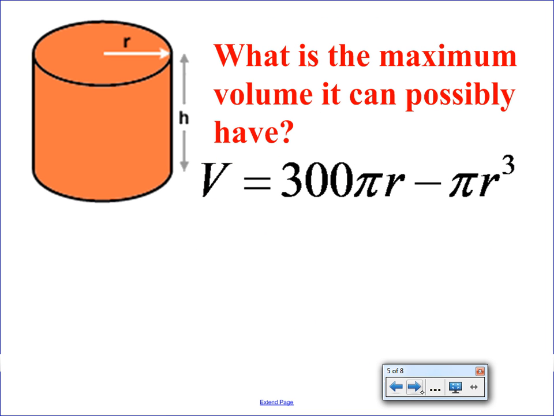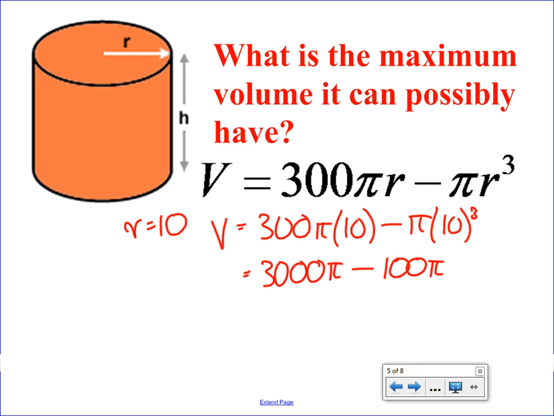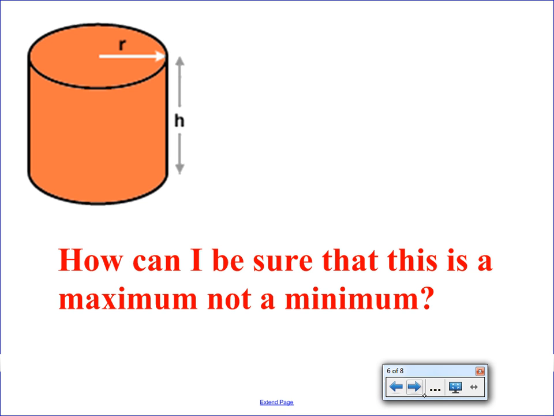Okay, so we worked out that r is 10, that's the radius, so V is 300 pi times 10 minus pi 10 cubed. Well, that's 3,000 pi minus 1,000 pi. It's 2,000 pi. Fantastic. So that's the maximum volume. That's what I was thinking.